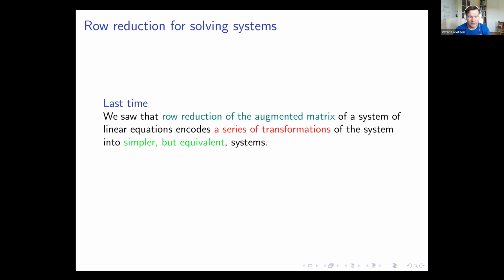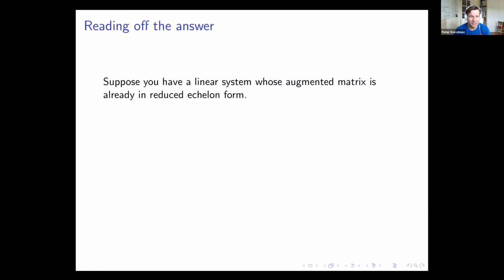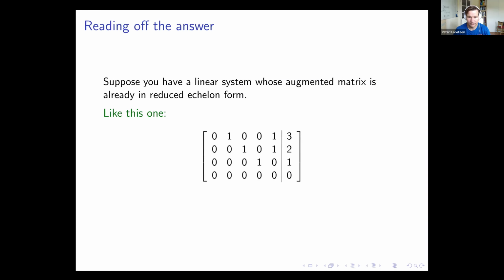What we just saw in the previous portion of the video is that a series of transformations shows you simpler but equivalent systems of equations. So how shall we extract the solutions from this form? How do we read off the answer? Suppose we have a linear system whose augmented matrix is already in reduced echelon form. After all, we just discussed how to do that, like this one. There are pivots here, here, and there, and then there are 3 pivot columns.